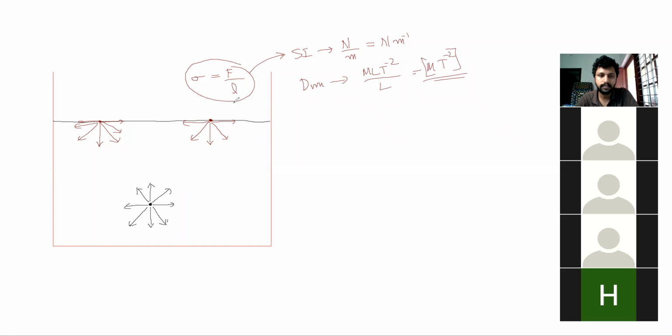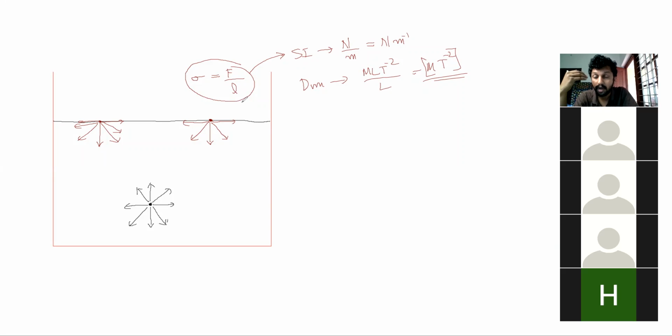Therefore, this is surface tension: the net force per unit length acting over the surface of the fluid is called surface tension. This is the molecular theory of surface tension.